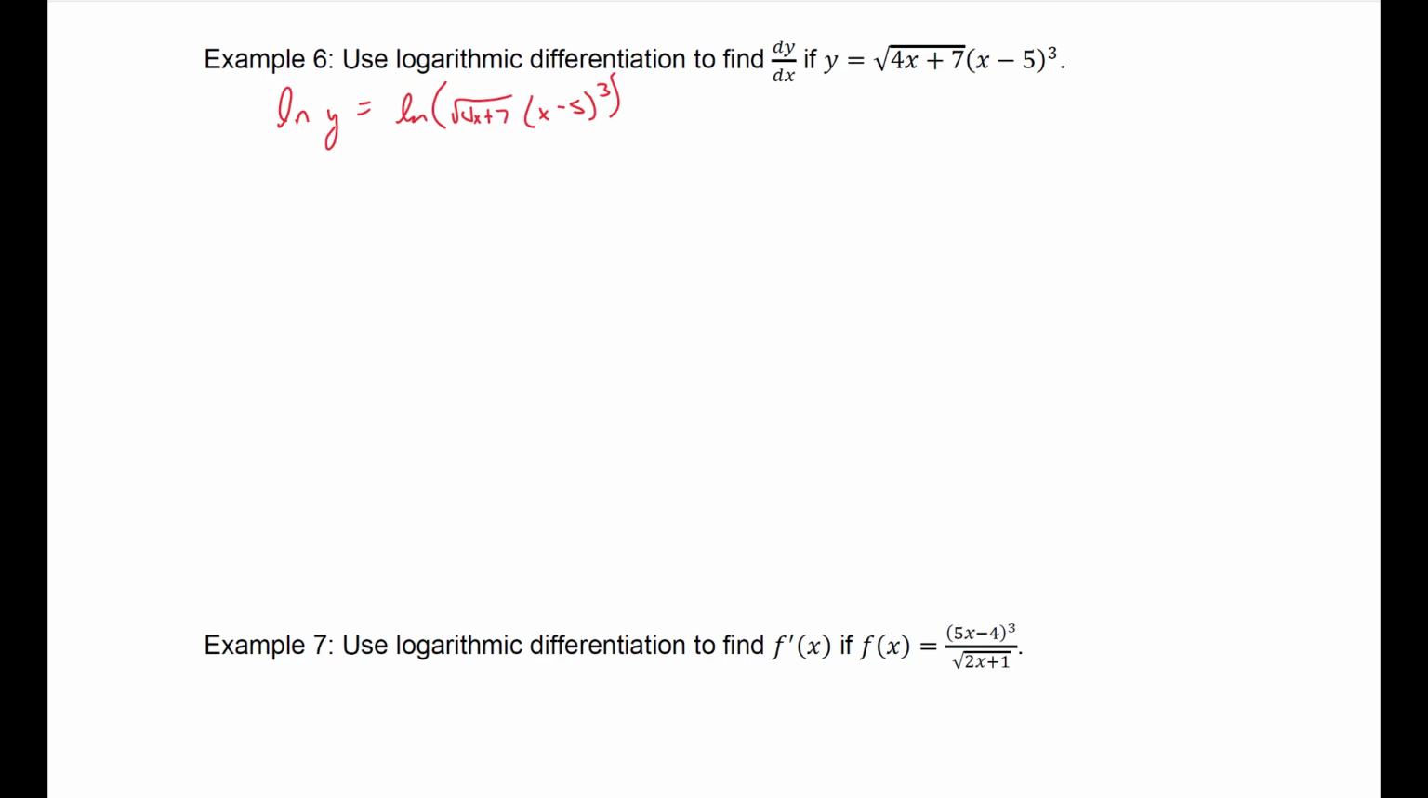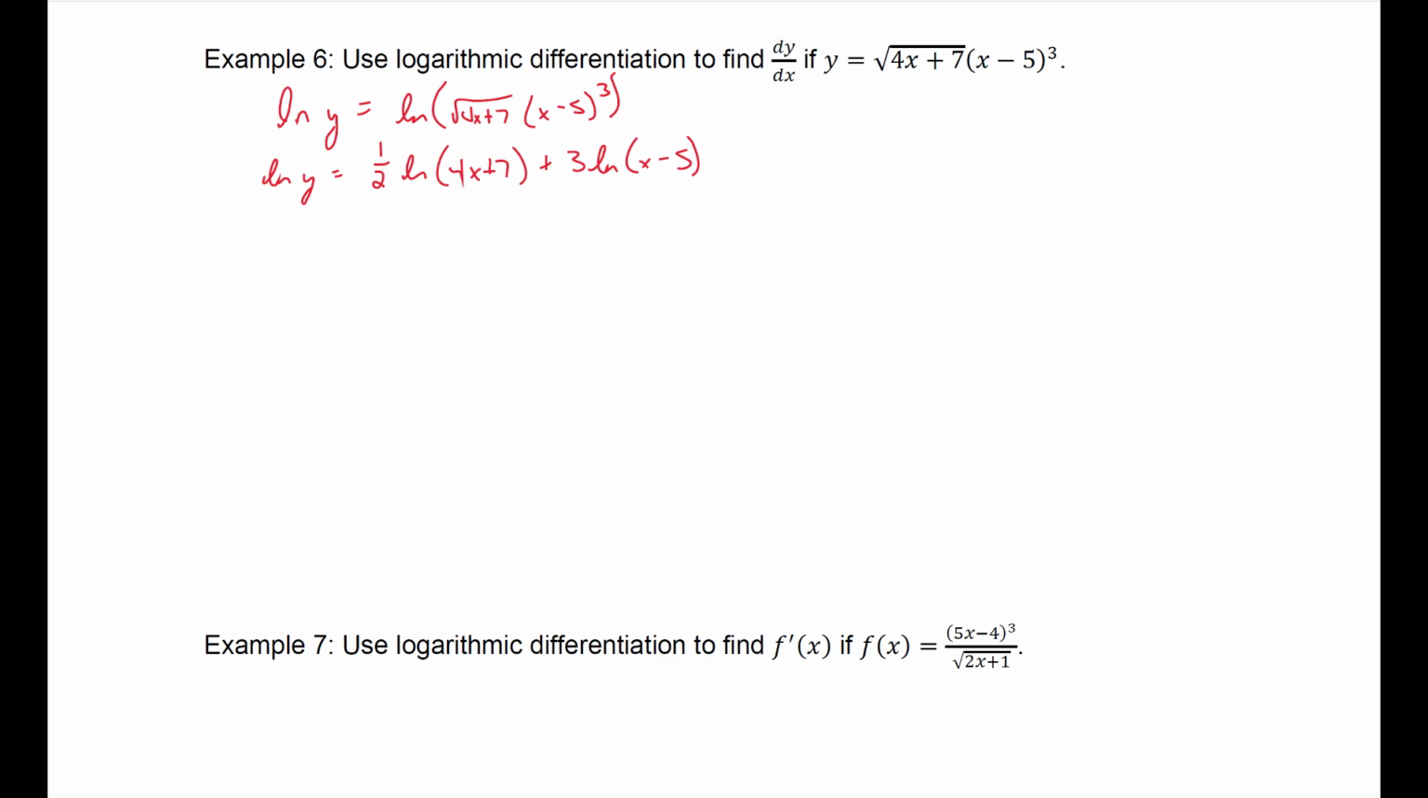And then rewrite this using our log properties. So the left hand side is pretty much going to stay natural log y up until we differentiate. The right hand side, using our natural log properties, we can rewrite as 1/2 natural log of 4x plus 7 plus 3 natural log of x minus 5. Again, remember this is using your logarithmic properties from algebra. There's a sheet in Moodle.